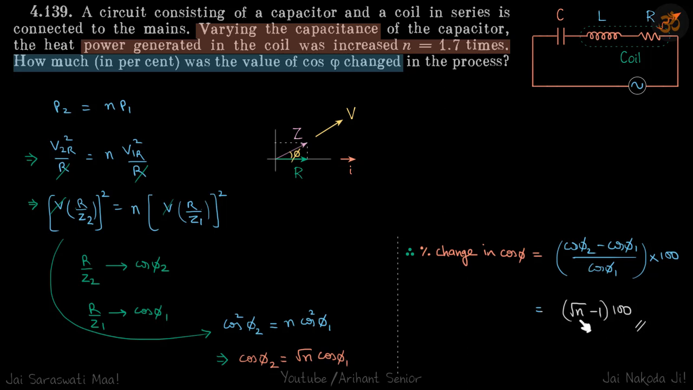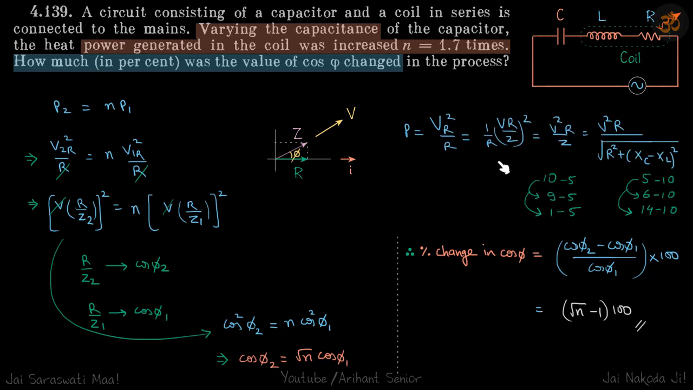Also one thing, he has not said whether the capacitance is increased or decreased. So you can imagine it does not matter, and let me quickly explain. Power is VR square by R. So that is V into R by Z whole square by R. That is V square R by Z square. Z will be this. So V, R and XL are constants.